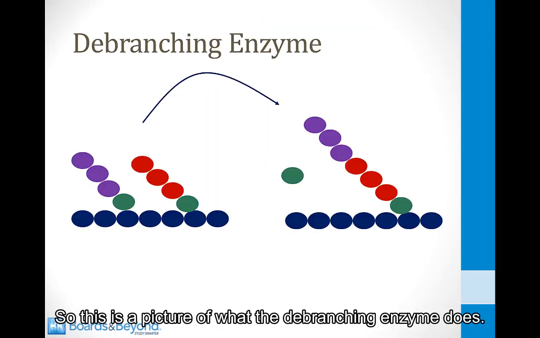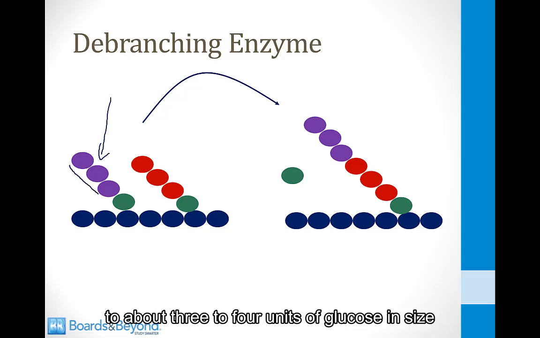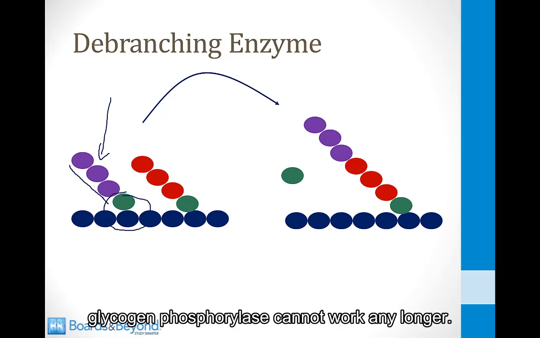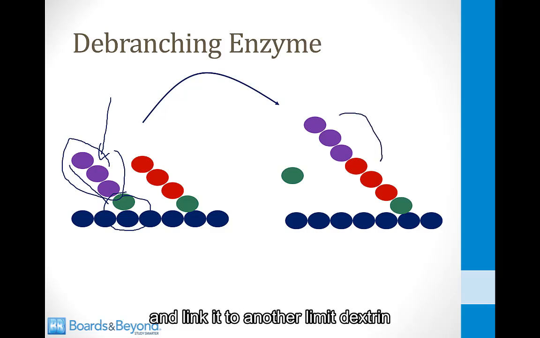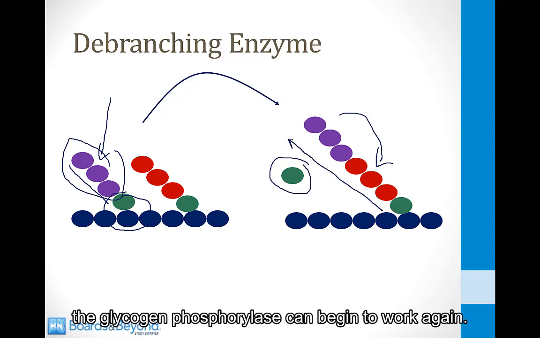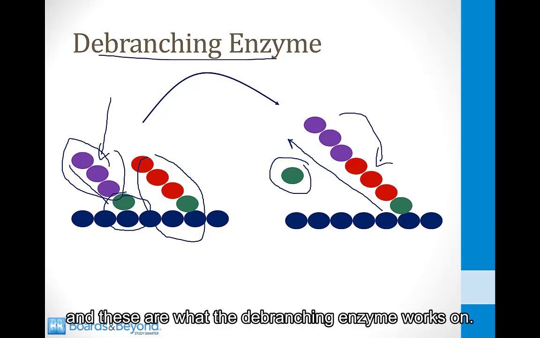So this is a picture of what the debranching enzyme does. Glycogen phosphorylase can shrink these long chains of 1,4 linkages until they get down to about 3 to 4 units of glucose in size, right near a 1,6 branch. At this point, glycogen phosphorylase cannot work any longer. So the debranching enzyme will pull several glucose molecules from the end and link it to another limit dextrin, releasing one molecule of glucose. Once you have a long string like this, the glycogen phosphorylase can begin to work again. And these 3 to 4 unit chains right near a 1,6 branch are what's called the limit dextrins, and these are what the debranching enzyme works on.